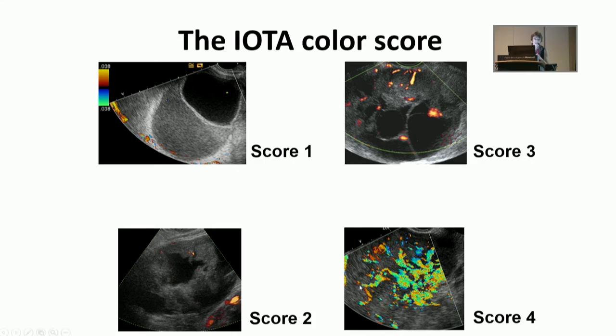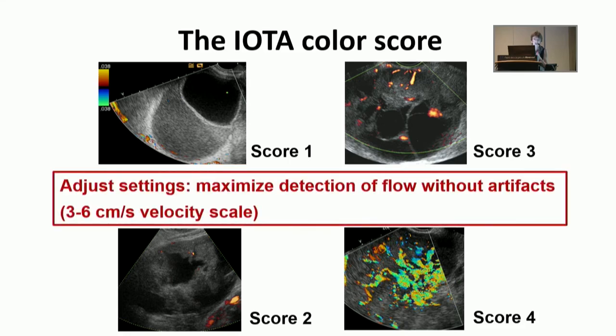Of course, when you estimate the color content of your tumor scan, you must know how to adjust your settings to maximize detection of low velocity blood flow without artifacts. And as I've already said, usually a velocity scale of 3 to 6 centimeters per second is optimal. Then you increase the Doppler gain until you see artifacts, and then you decrease it until the artifacts just disappear.